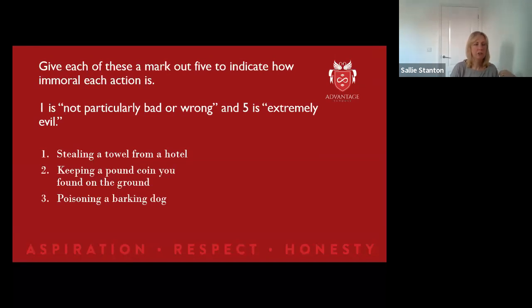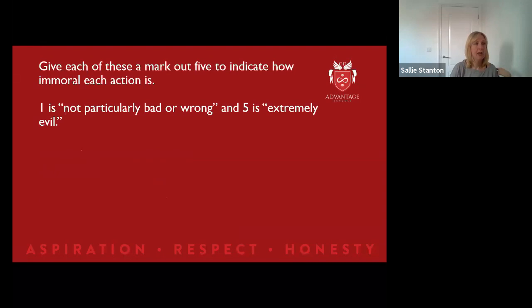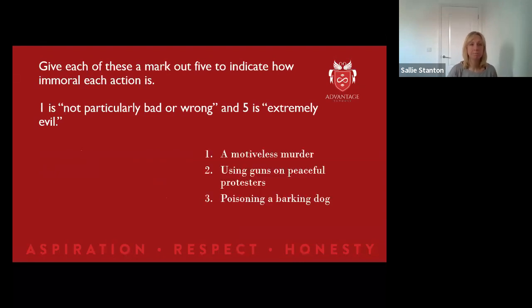I'm going to ask you to do the same thing again, basically, with a slightly different list. So again, how immoral is each of these actions? Mark out of 5 for each of those. And now I'd like you to type in your answer for how immoral poisoning a barking dog is.